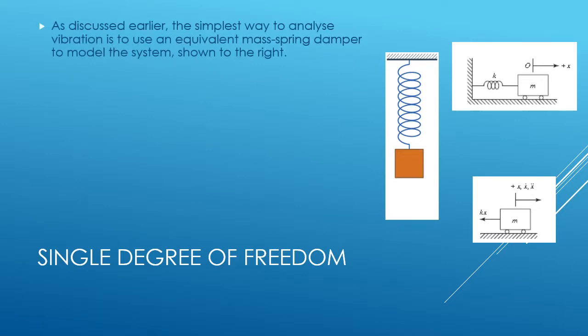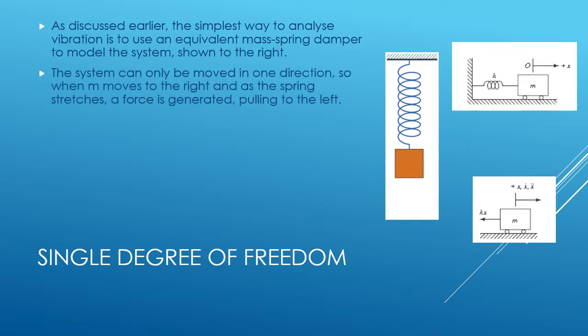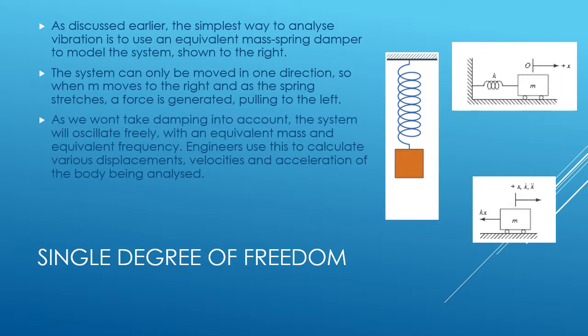In single degree of freedom systems, we basically model the vibration as an equivalent mass, damper and spring system, which can be shown similar to the one on the right, but in this case we're just doing it without damping. So the system can only be moved in one direction. When the mass moves to the right, that stretches the spring, which in turn imposes a force to the left. As we won't be taking damping into account in this instance, the system will oscillate freely forever until imposed on by another force.